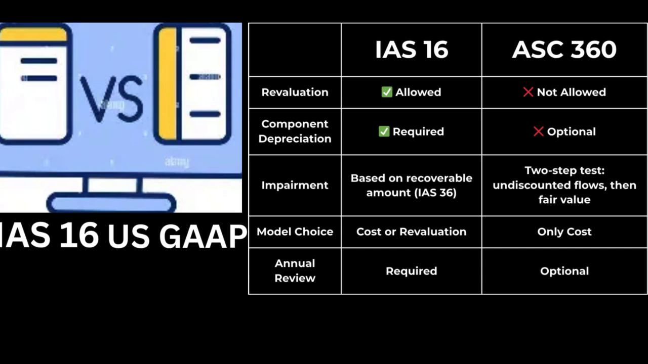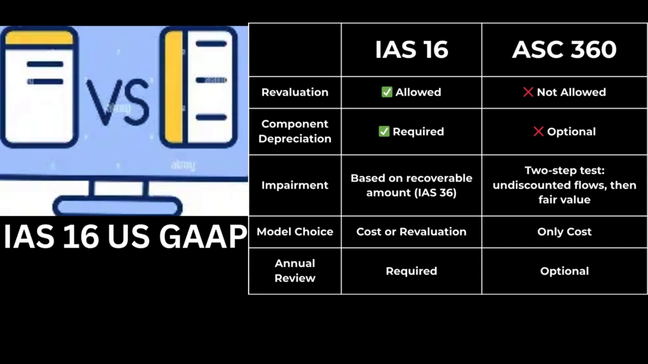There are two models under IAS 16, that is, either the cost model or the revaluation model. However, as per US GAAP, PPE is recognized on the cost model only. Depreciation is reviewed annually for changes in useful life, method, or residual value under IAS 16. Under US GAAP, changes are also permitted, but less emphasized. No specific requirement to review annually.